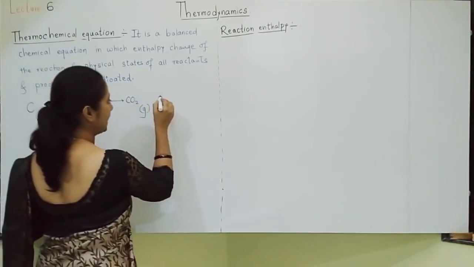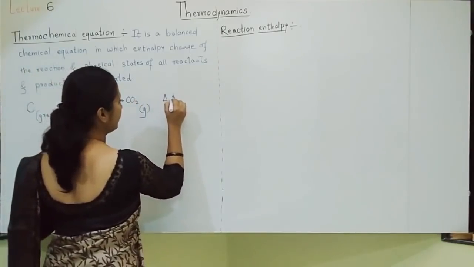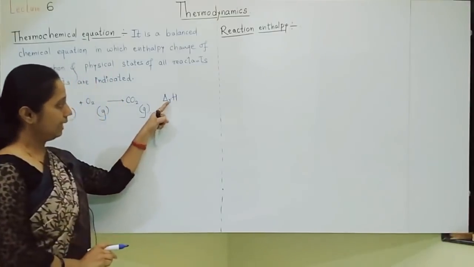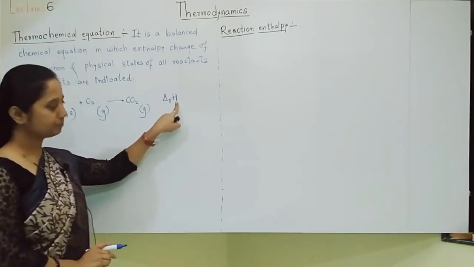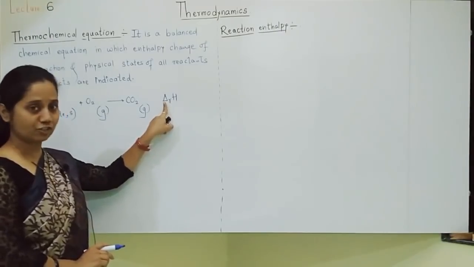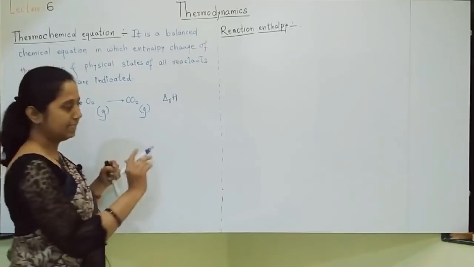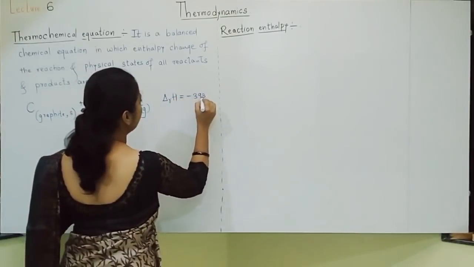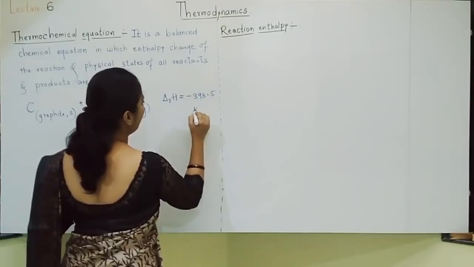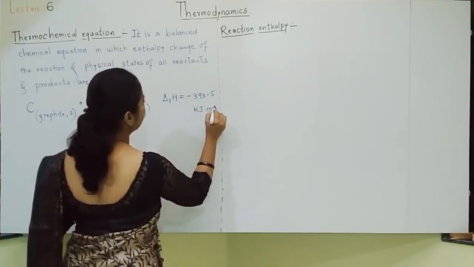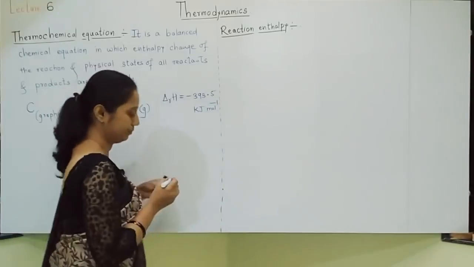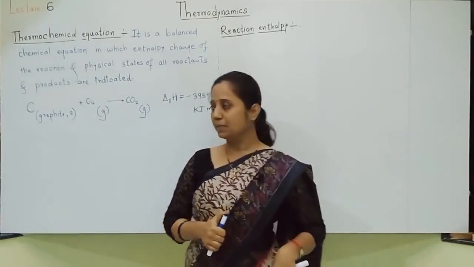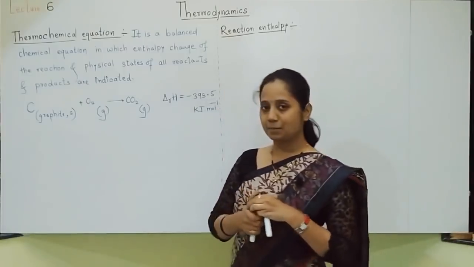Secondly, after the reaction, delta H, the enthalpy change taking place during the reaction, is mentioned. Enthalpy is H, delta indicates change. For example, for this reaction it is minus 393.5 kilojoules per mole. I hope you understood what is a thermochemical equation.